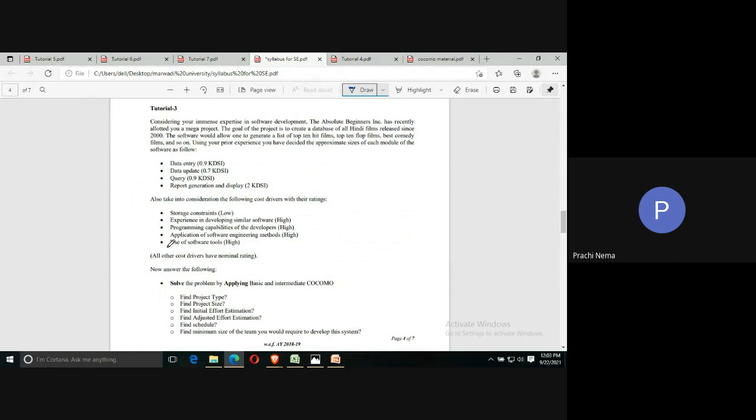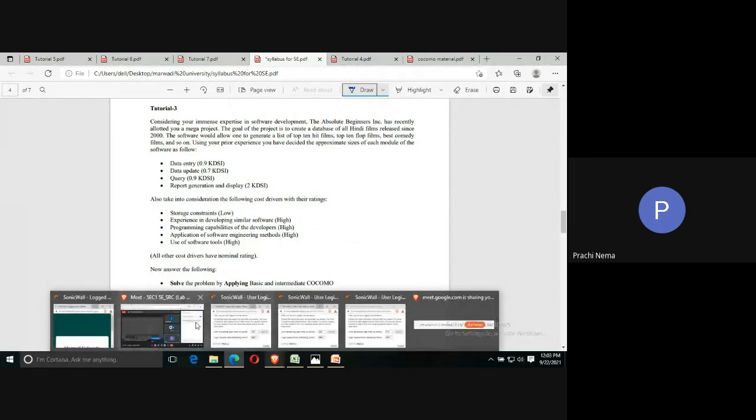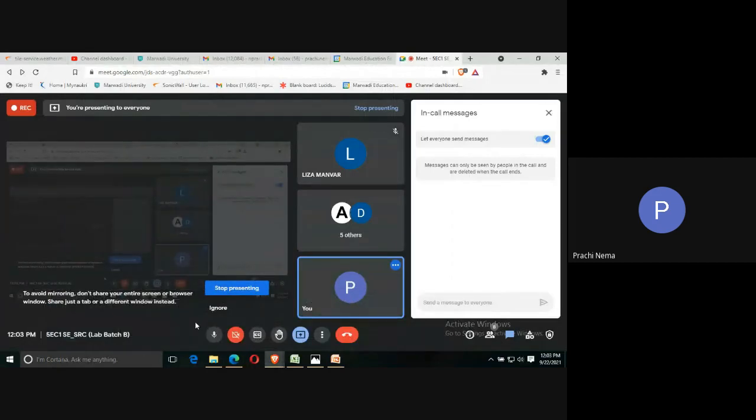Have you done function point or COCOMO? If someone can reply in the chat box. Tutorial 3 is about COCOMO and tutorial 4 is about function point. As per my understanding, as I have been told, function point is covered. We have already learned the concept of function point. Is it so? Should I skip that and move on to the next tutorial?